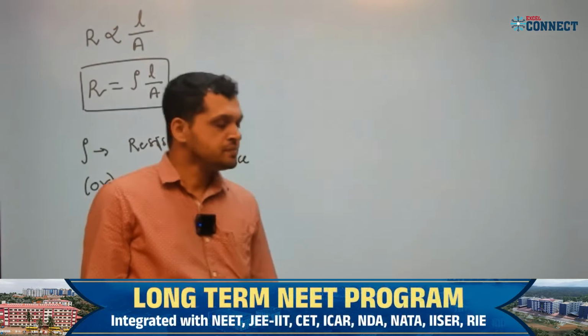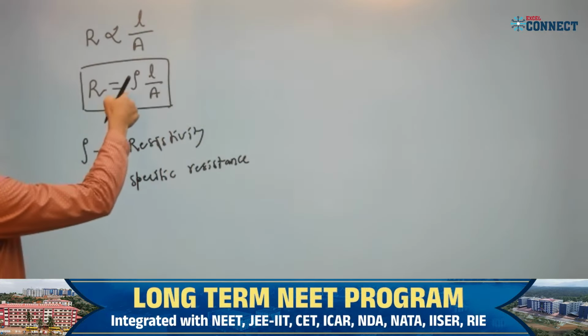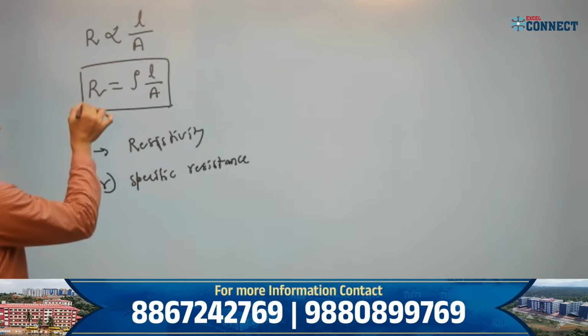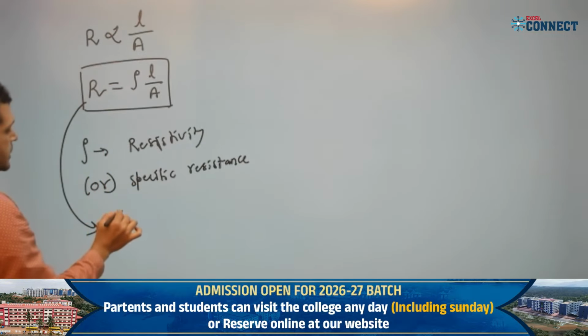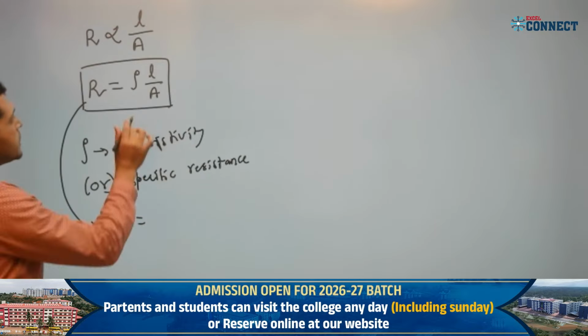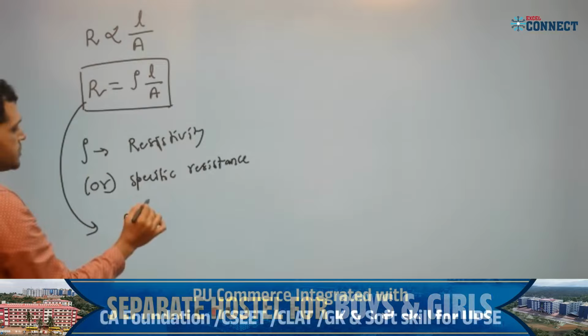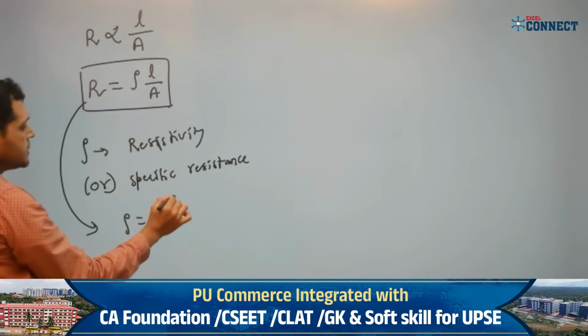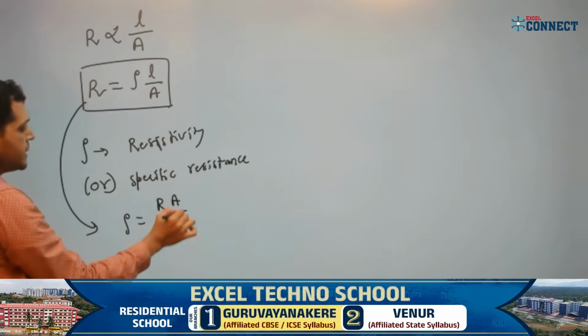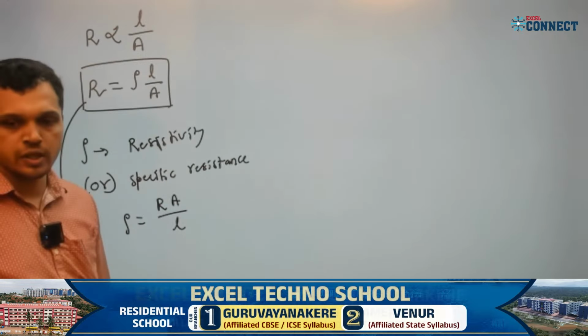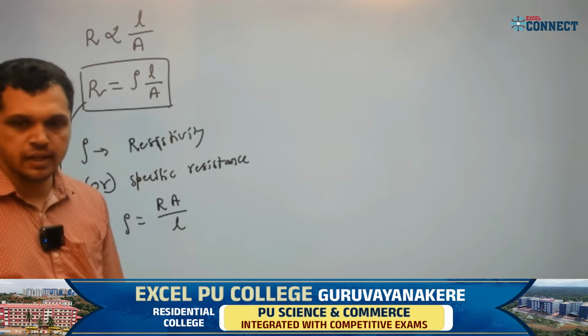Yes. Now how to define this? I'll rearrange this equation. Rearrangement is rho is equal to, you bring this L and A to the other side, then R A, and L goes to the denominator. Is it clear?